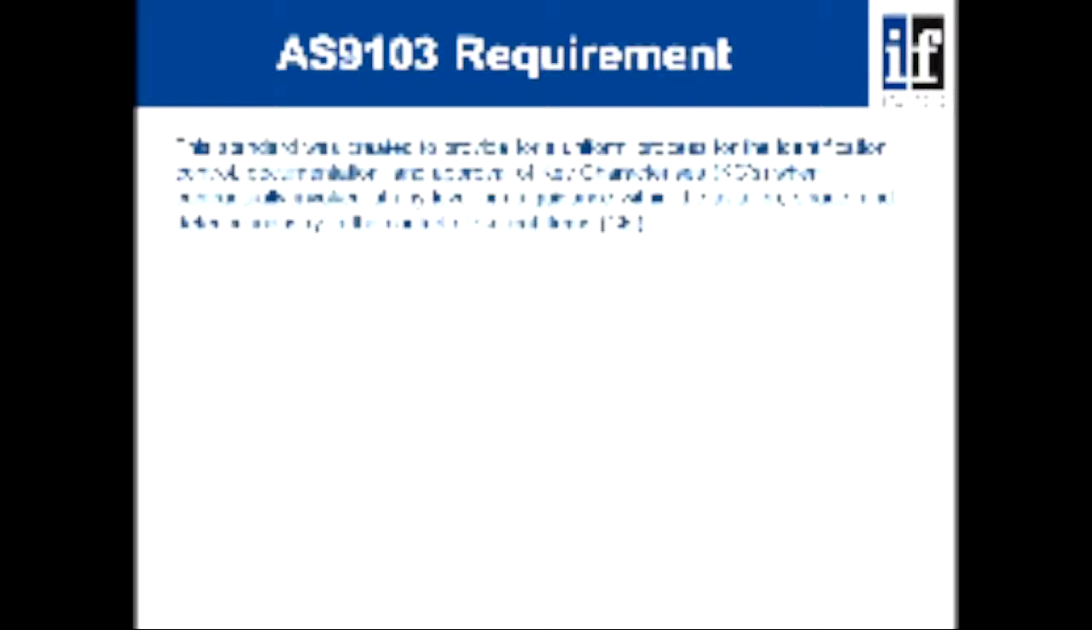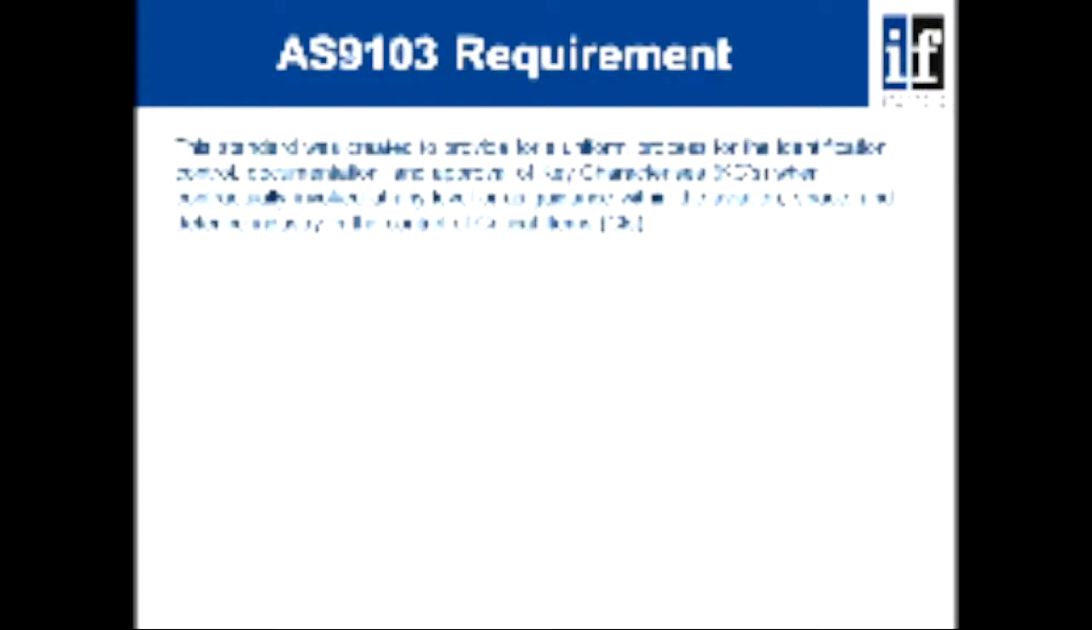AS9103 requirement. This standard was created to provide a uniform process for the identification, control, documentation and approval of AS9103 requirements, KCs (key characteristics), when contractually invoked at any level or as a guidance within the area of aviation, space and defence industry in the control of critical items.